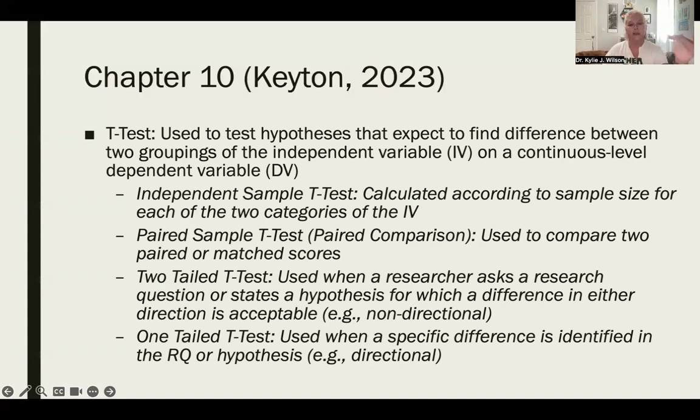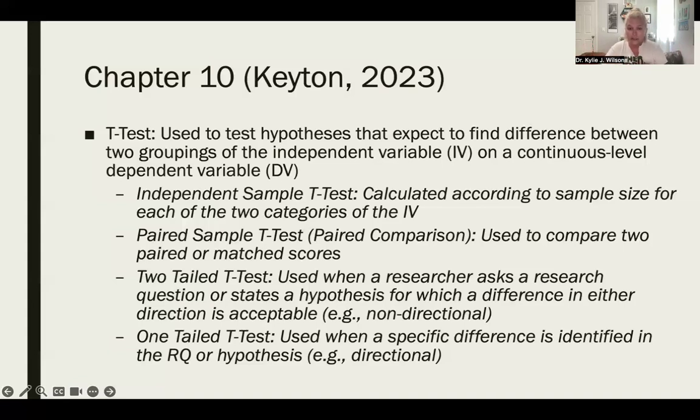So we've got independent samples t-tests. We calculate them according to sample size for each of the two categories, okay? So satisfaction, because we might put it on more of a continuum. It's the Likert scale. It's not yes or no. So we're going to calculate according to sample size for each of the two categories.